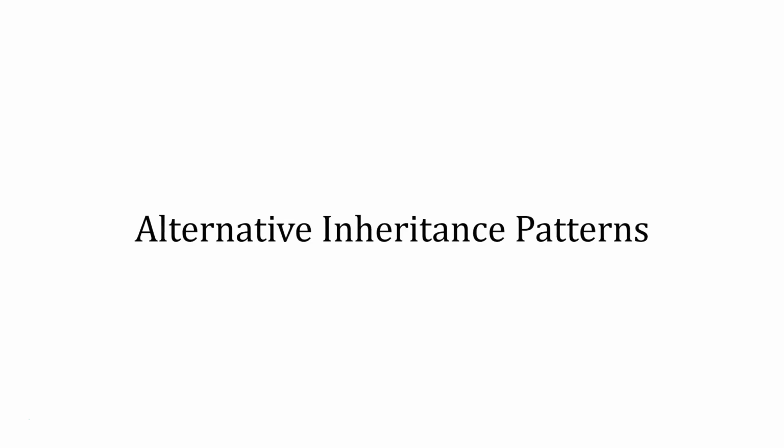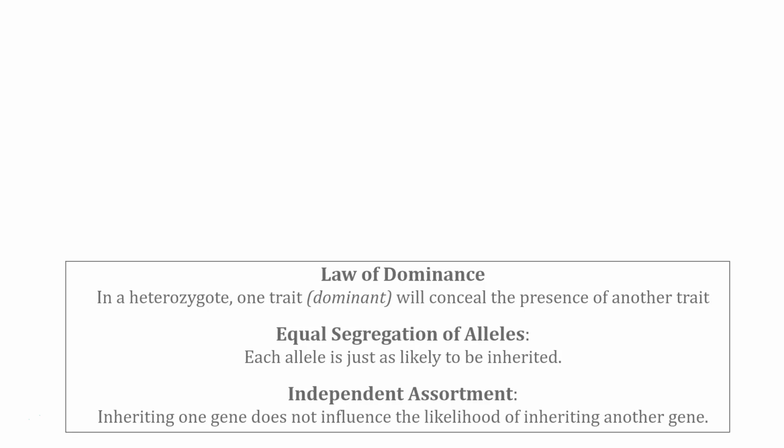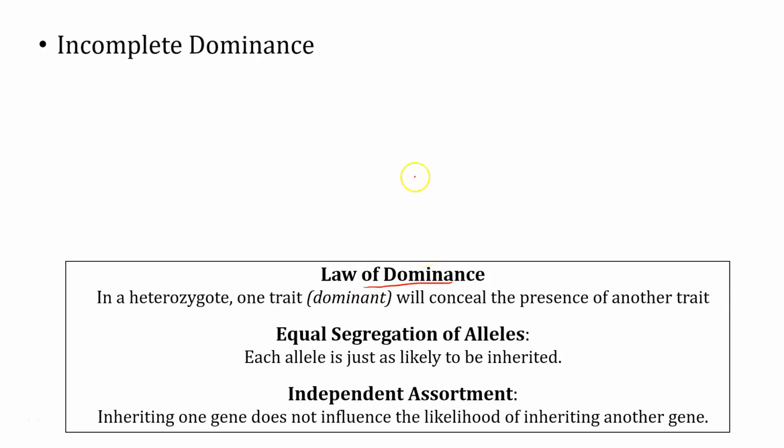Now we're going to talk about some alternative inheritance patterns, though, and how they contrast those laws that Mendel came up with. The first are going to deal with his law of dominance. There's a couple of ways where this law can actually not be true, and here's what they are. The first is called incomplete dominance.